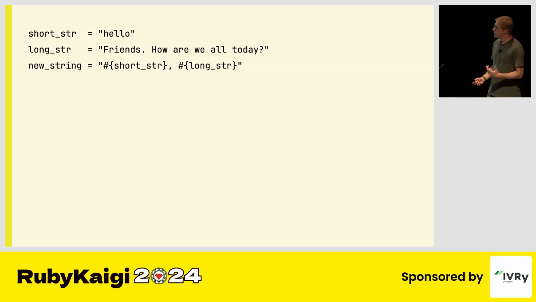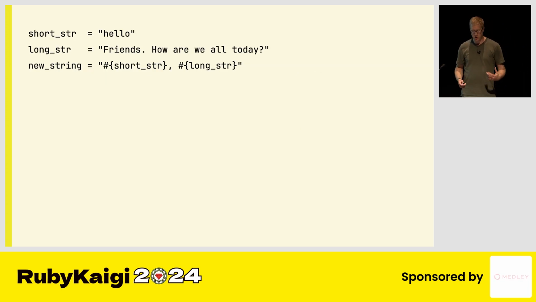So that's it for our background. At some point when I was working with variable width allocation, I had some code that looked a bit like this. It allocates a new string, which is built from 2 different strings, a shorter one and a longer one, using string interpolation. And then it inserts that string into a local variable.